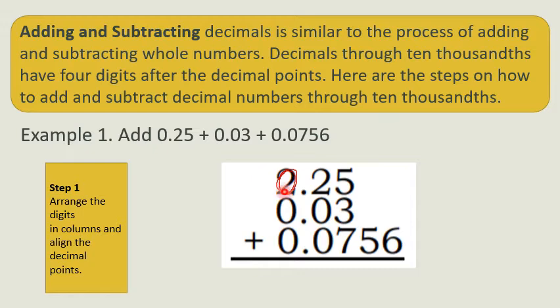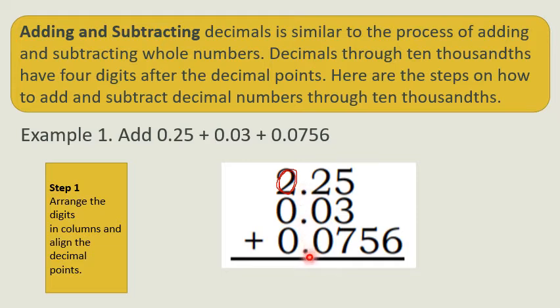Okay? So, we have the 2,500. Nakita nyo, pantay-pantay yung decimal point. Kailangan dito tayo titingnan natin ito. Dapat pantay-pantay siya. Ngayon, ito na yung ating 2,500. Yung 0.25, tapos 0.03, 0.0756. Okay, so pantay-pantay dapat yung ating decimal point.